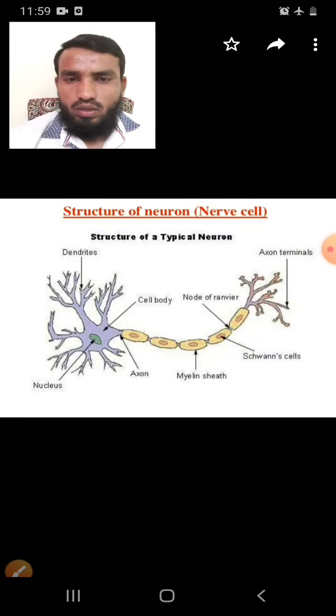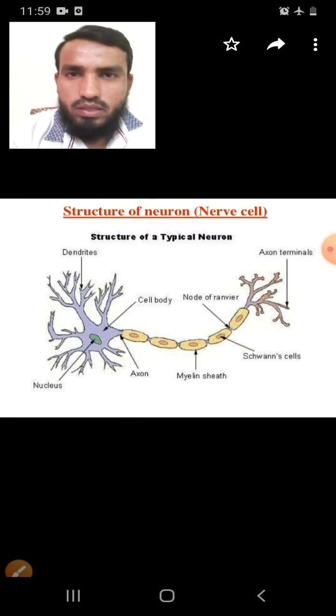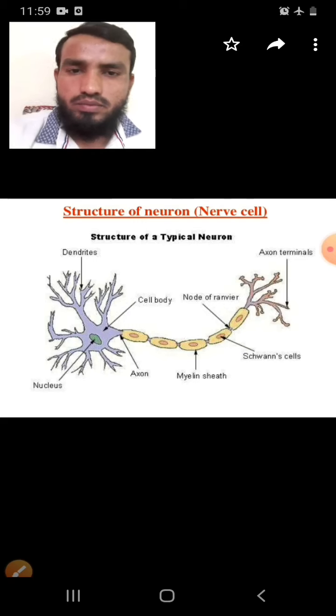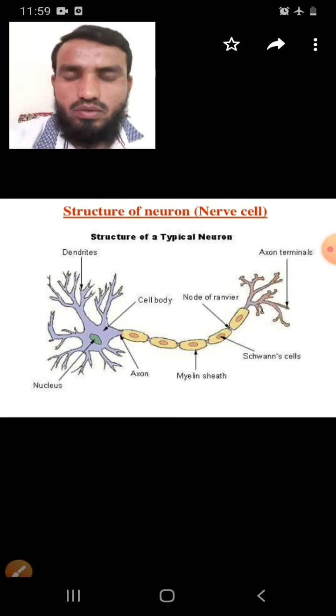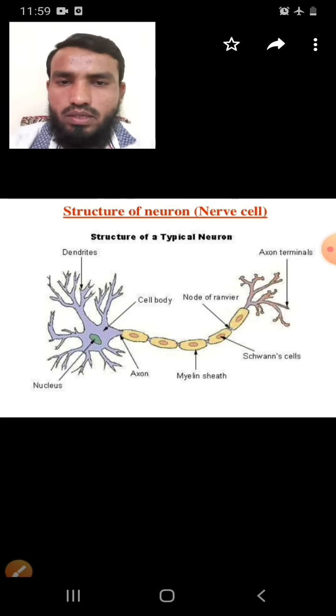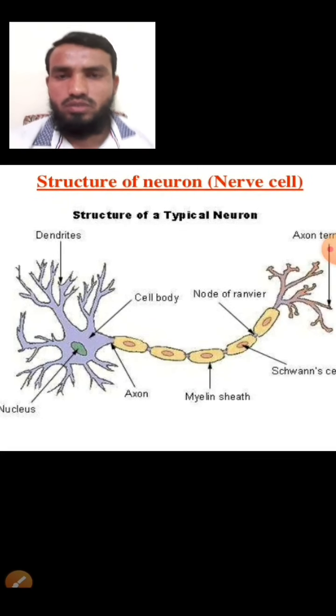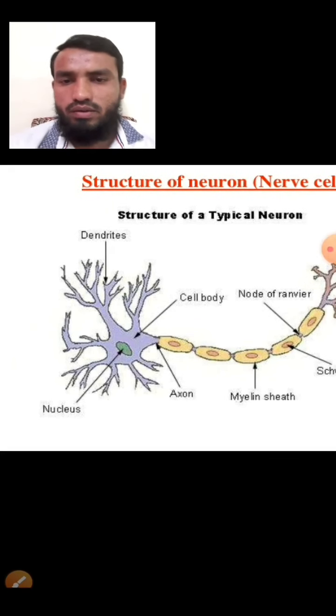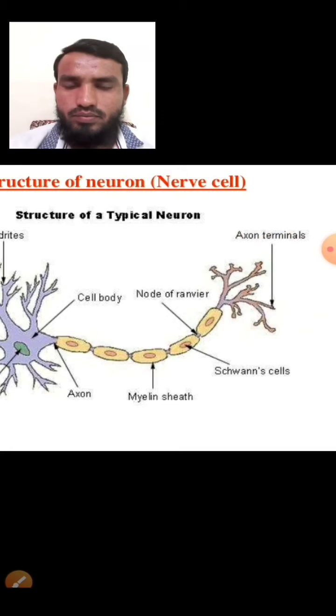So in the next slide also we can see the structure, what are the organs, and what are the names of special parts of our neuron that we have already discussed in the last slide. The gap between these axons is also called the node of Ranvier.